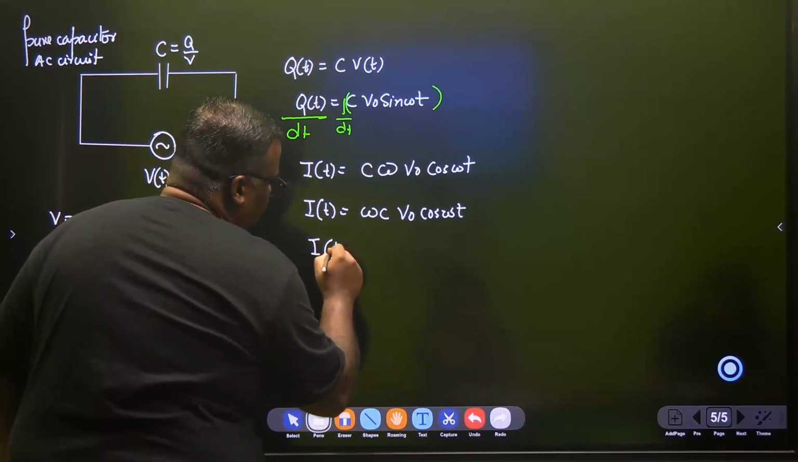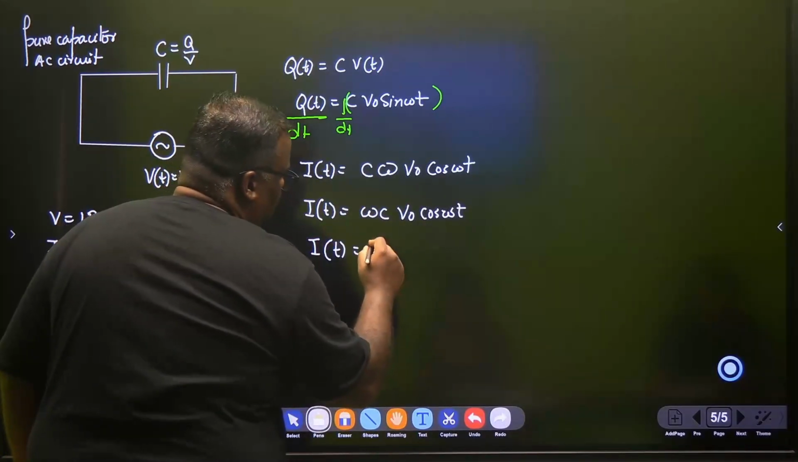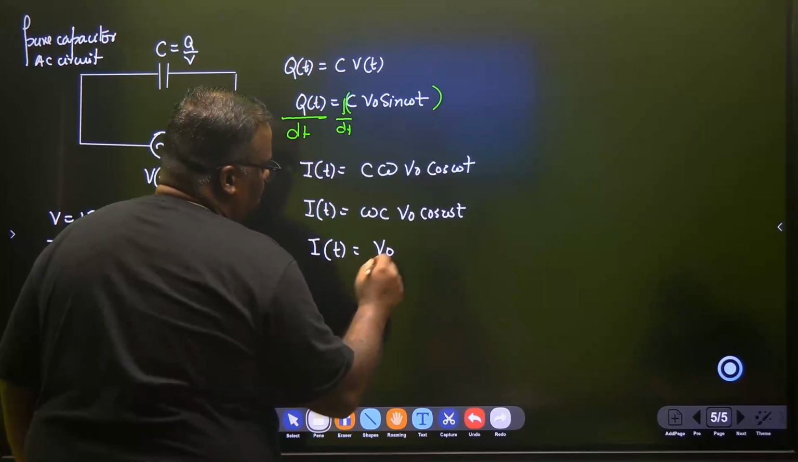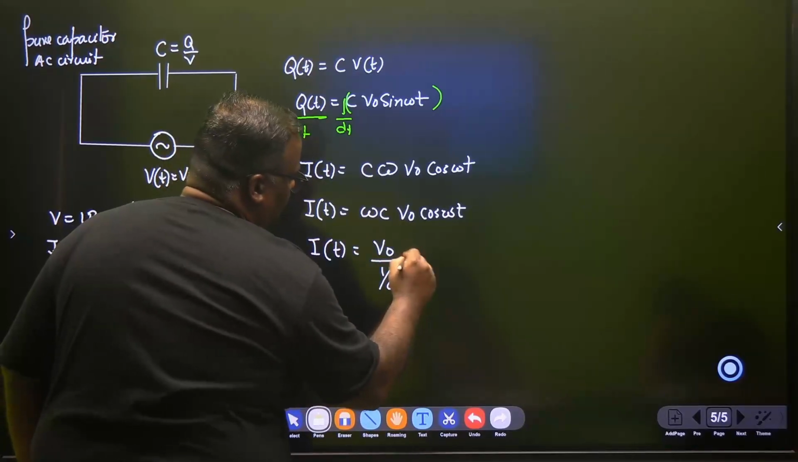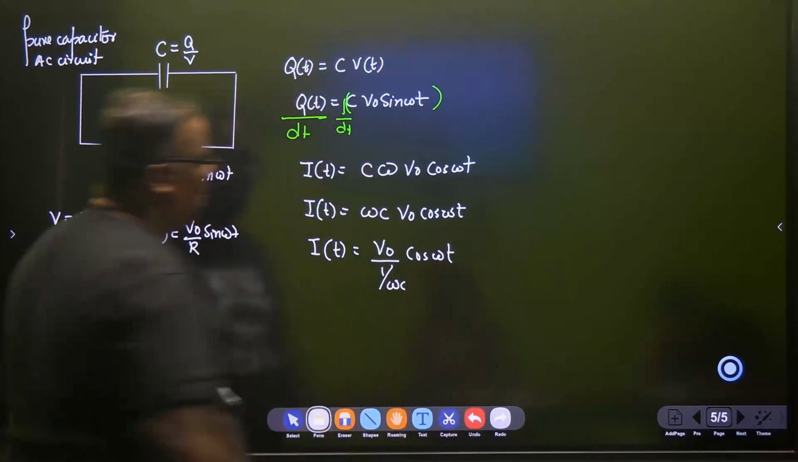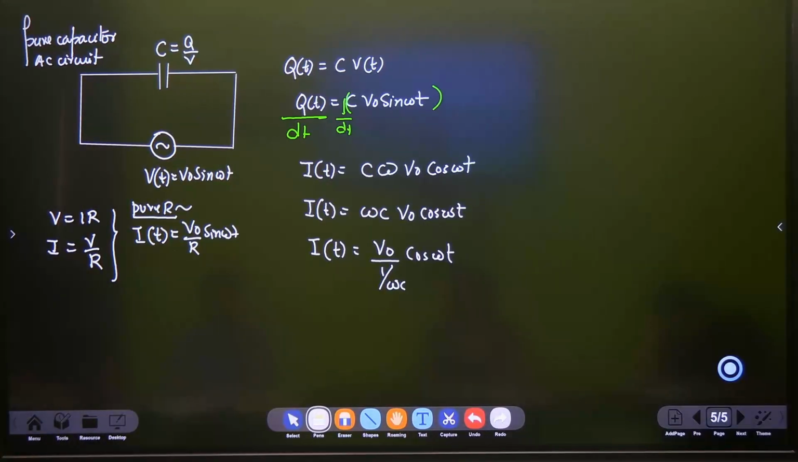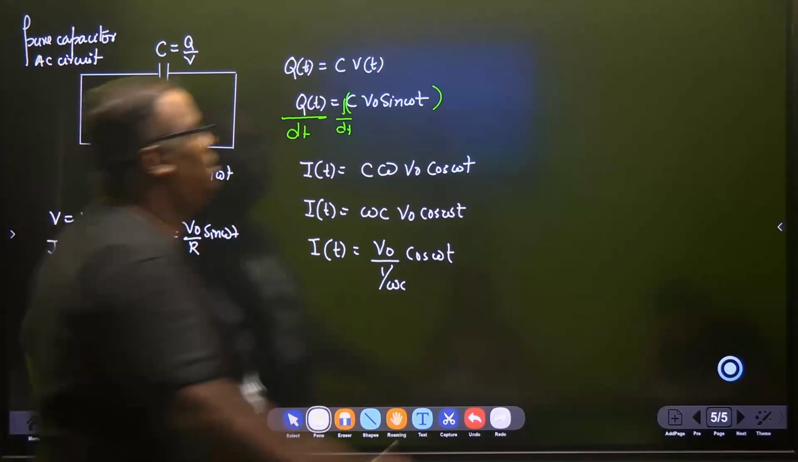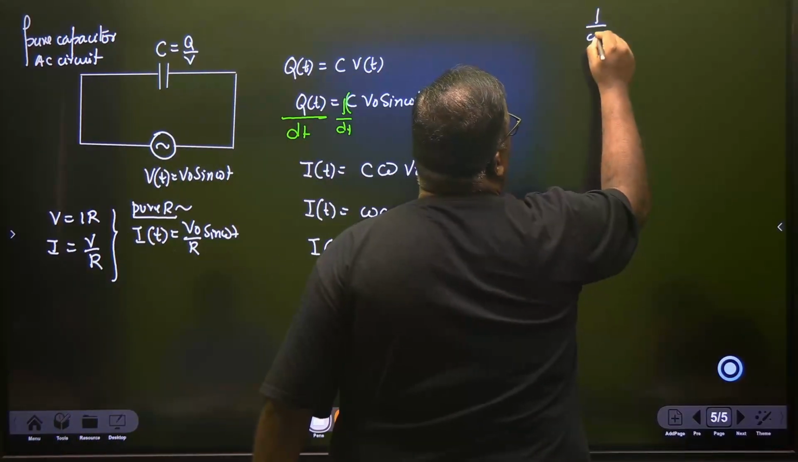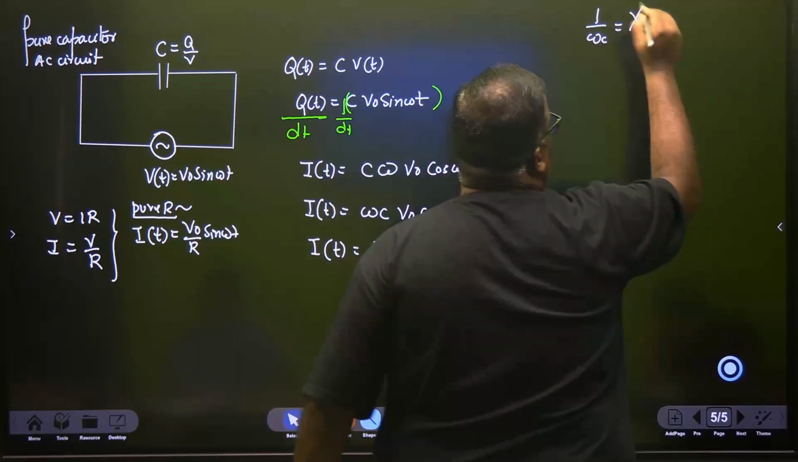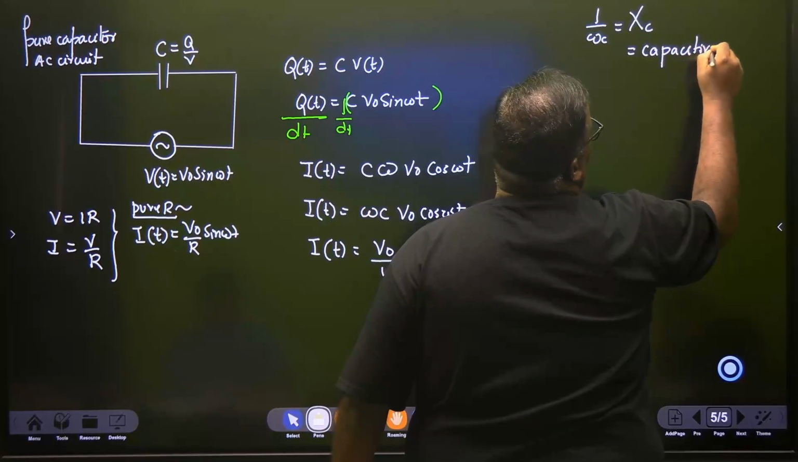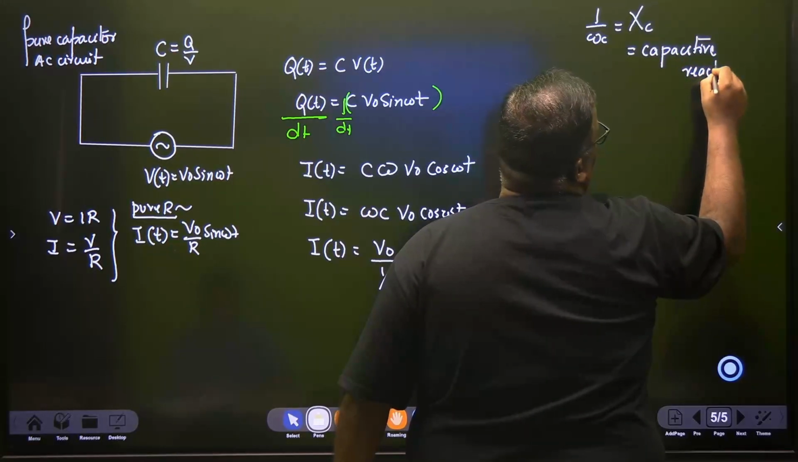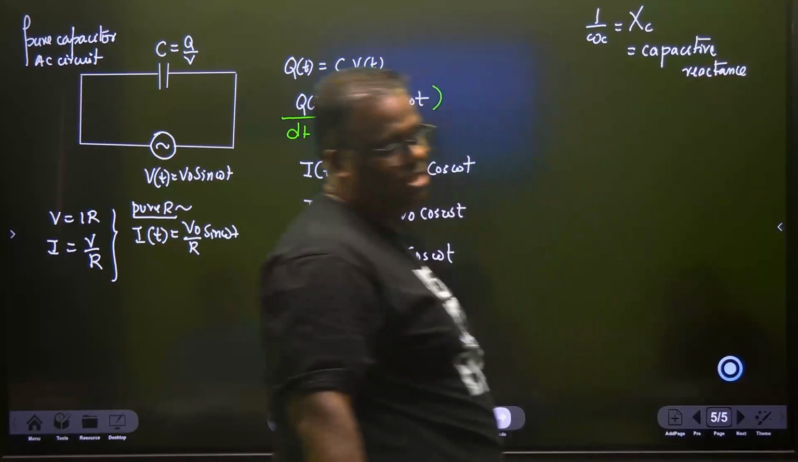So I make it I at t. Can I write this as V naught, and on the bottom, I'm writing 1 by omega C, and then I write cos omega t. Okay, I can write this. This 1 by omega C is actually known as a quantity called Xc. Xc stands for capacitive reactance.